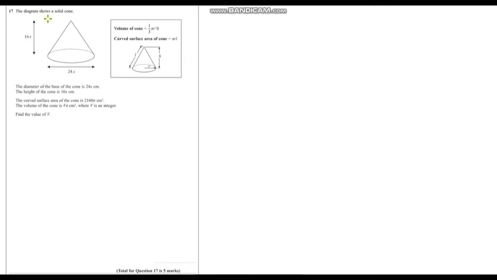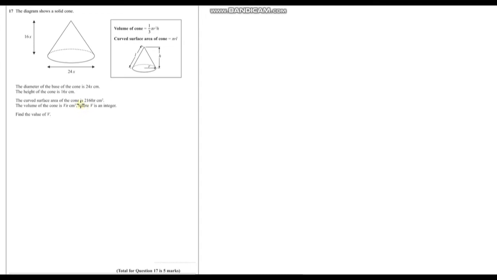Question 17. The diagram shows a solid cone. The diameter of the base of the cone is 24x centimeters. The height of the cone is 16x centimeters. We're told that the curved surface area of the cone is 2,160 pi centimeters squared. The volume of the cone is v pi centimeters cubed, so we don't know what that is, but we are told that v is an integer. Find the value of v.